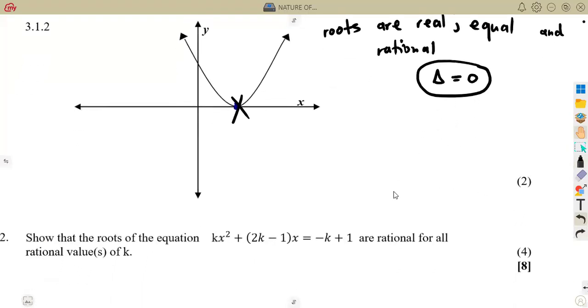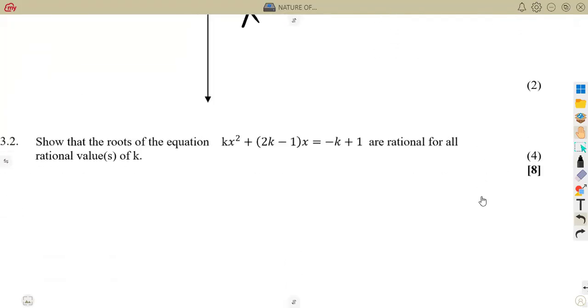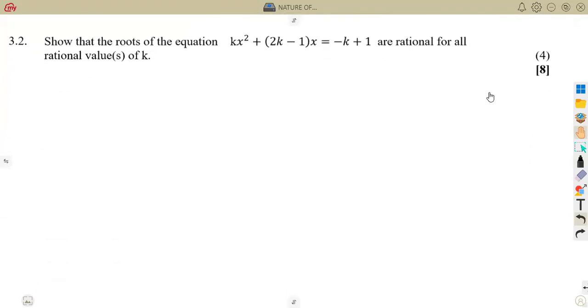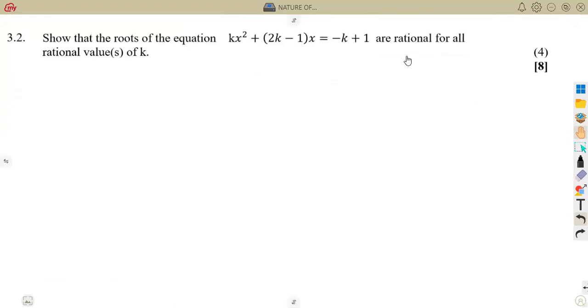All right. So quickly, looking into the other part: show that the roots of this equation are rational. Take note, they are rational, meaning to say the roots can be expressed as a over b. Remember, rational, for all values of k.